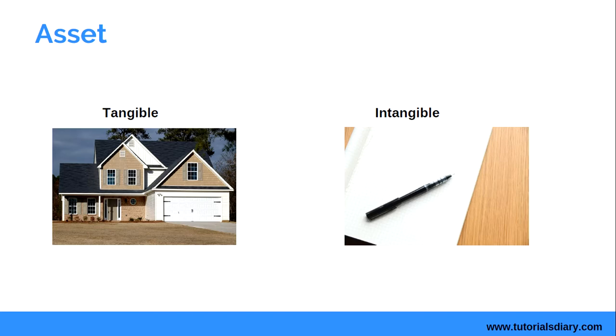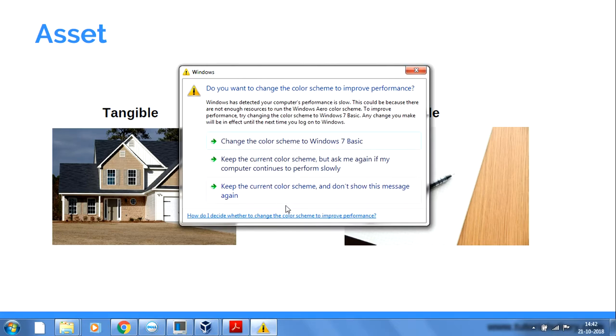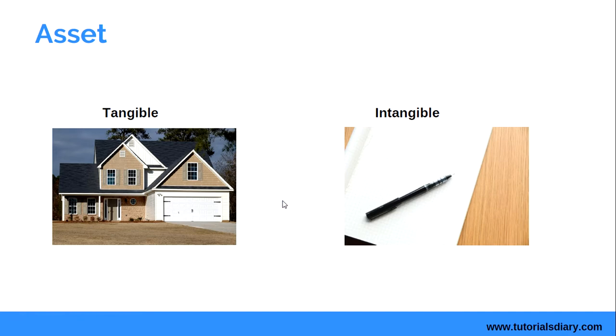So assets. The very first question that comes is, what are assets? If you just go and Google it and search with this word, you will find out that an asset is something which is owned by you. Suppose you're owning a house, you're owning a car. That is something owned by you. Something which you are owning is known as an asset.